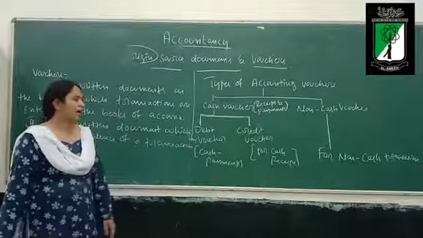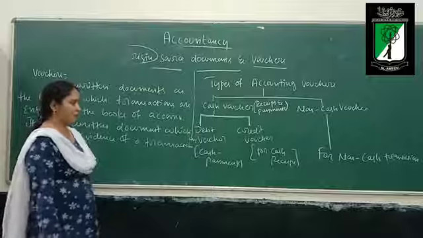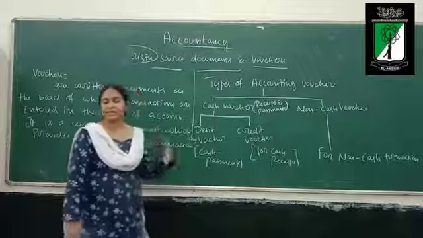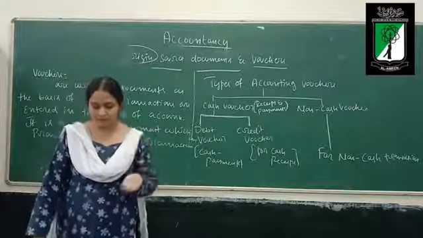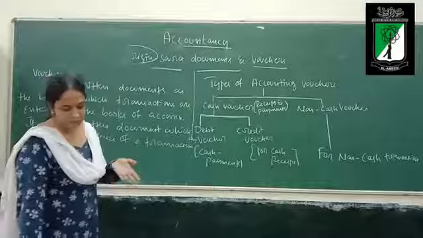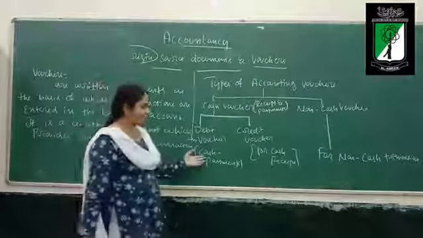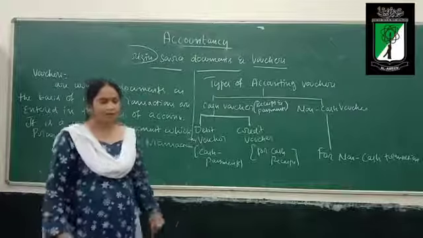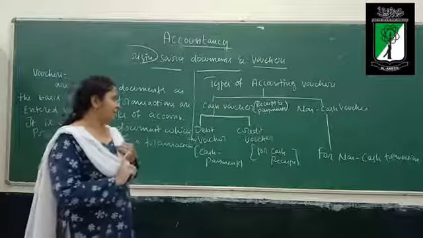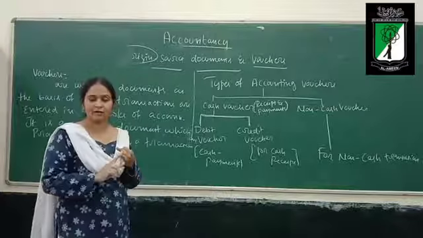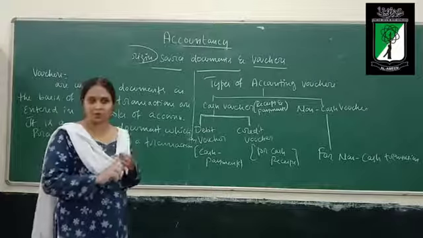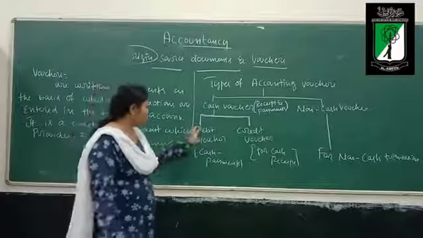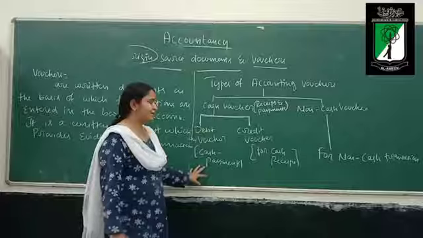Debit voucher and credit voucher. A debit voucher is prepared when cash payments are made out of the business, that is, when cash is paid. For example, you have purchased goods, deposited money in the bank, paid cash to Rohan, or paid transportation charges.